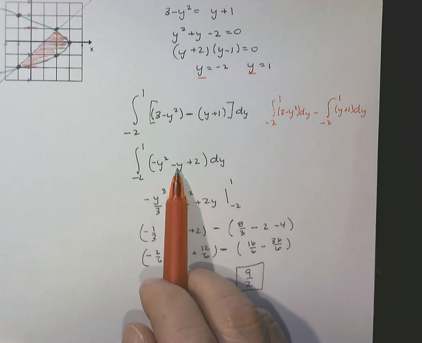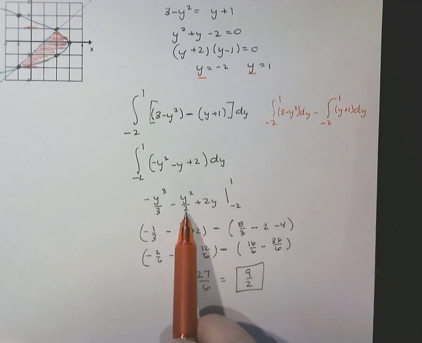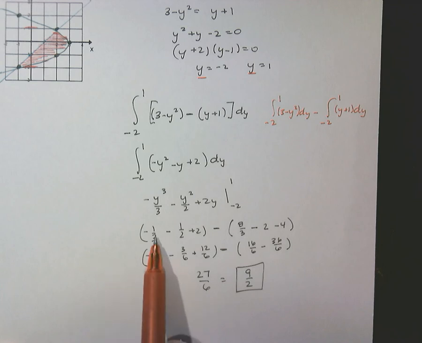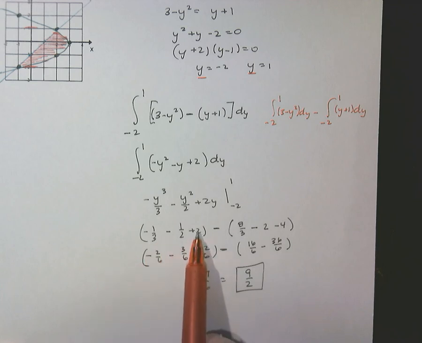Once I simplified the algebra, I integrated, remembering to write my lower limit and my upper limit. I evaluated with 1 in the equation and then a -2 in the equation. I got a common denominator straight across and simplified it down to 9/2.